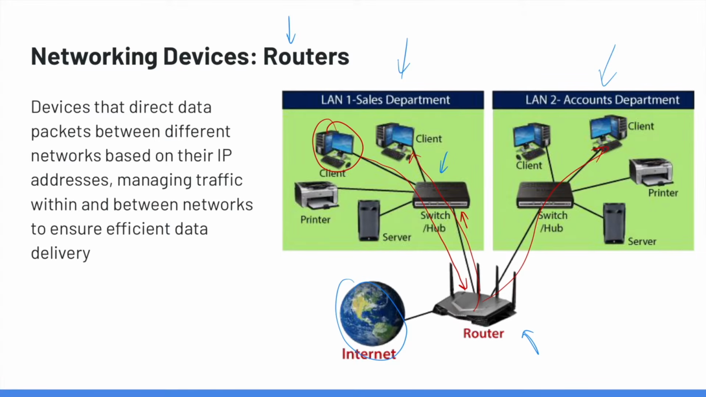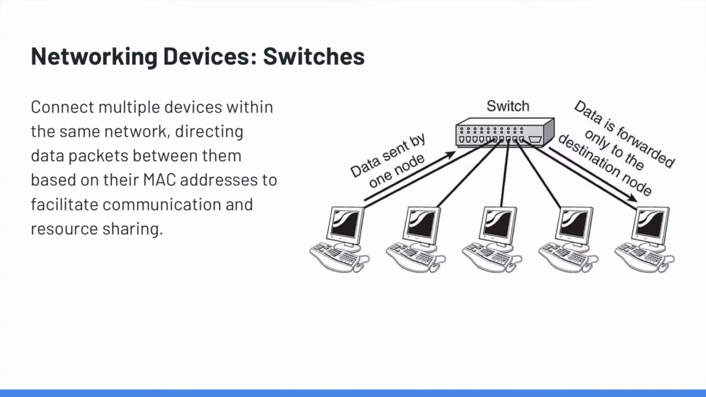Now again, there are many other functions of routers that we'll get into in more detail in a later section, but what you need to know is that routers are essential to sending data between networks and between devices on those networks. Now, the next networking device we have is a switch. Switches connect multiple devices on the same network.